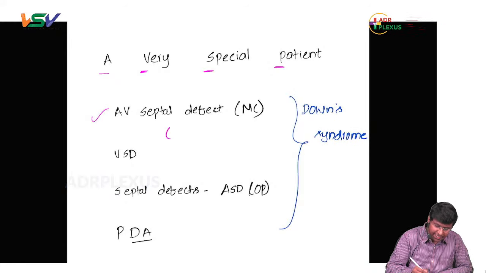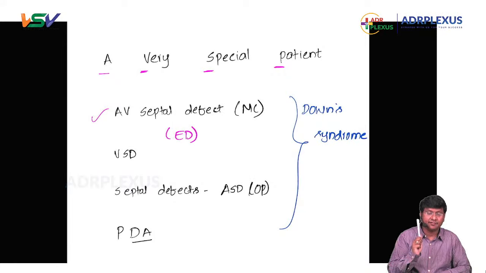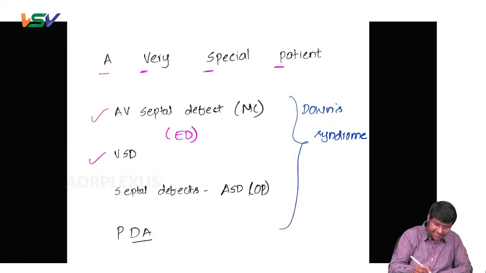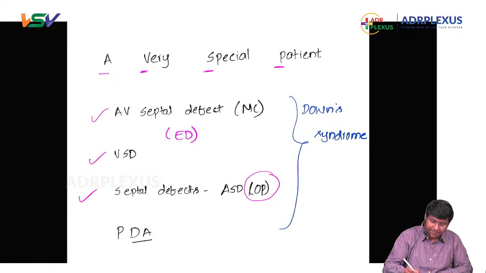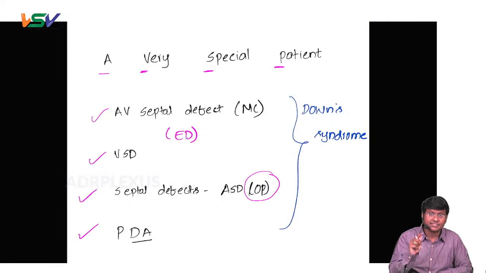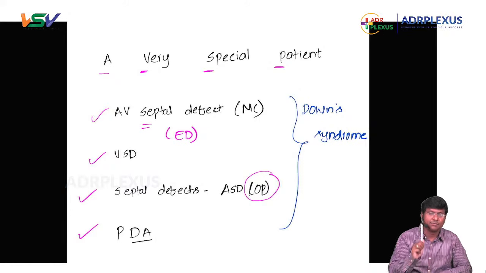This is what is called endocardial cushion defects, right? And V stands for VSD. S stands for septal defect, that is ASD, the ostium primum type of ASD is present in Down syndrome, and P stands for patent ductus arteriosus. These are the congenital heart diseases present in patients with Down syndrome, but out of all these, the most common will be atrioventricular septal defect.